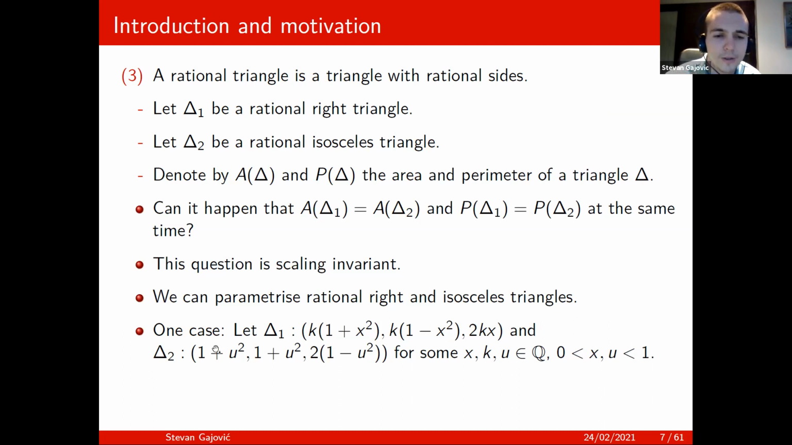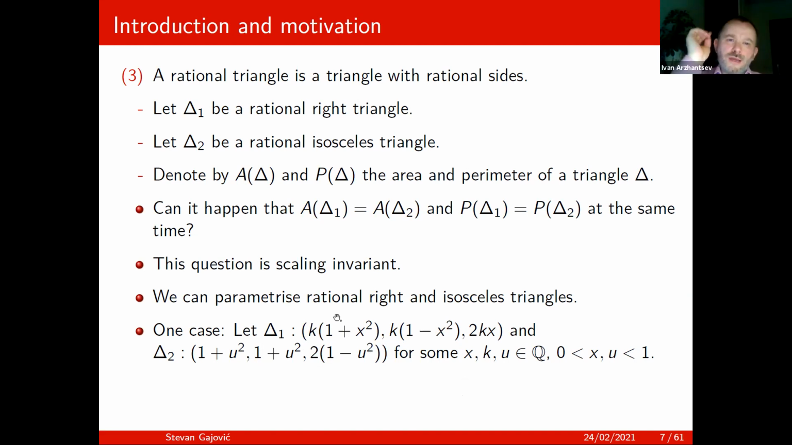And since we already have a scaling by k here, we don't need to scale the isosceles triangle. And how do we parameterize them? Well, we simply divide it by the central height into two right triangles. So this is again a parametrization coming from right triangles. And there are two cases, whether the height is equal to 1 minus x squared or 2y, but the two cases are isomorphic, so this one was easier to write, and we will consider this.